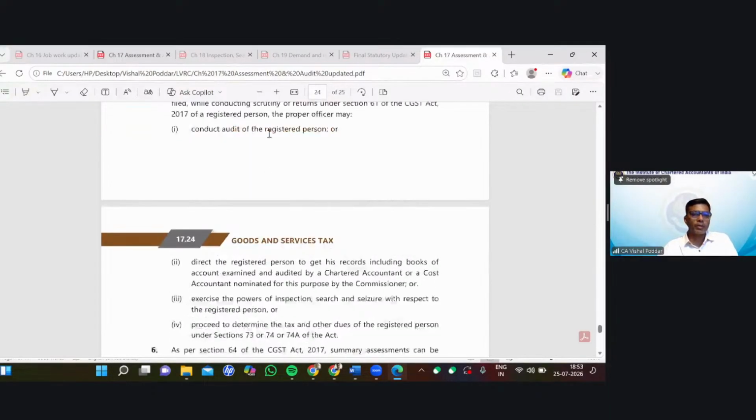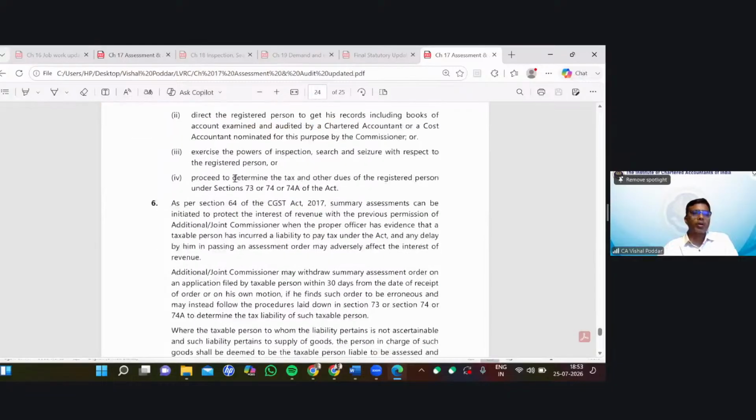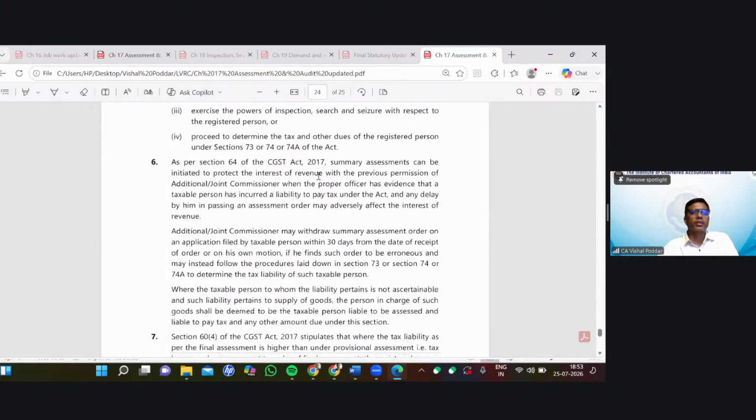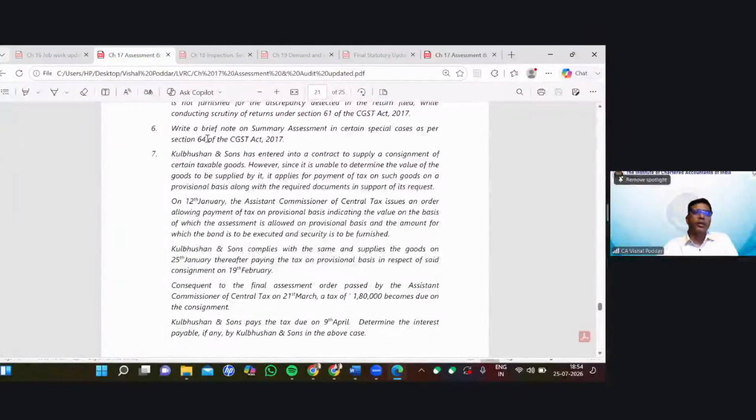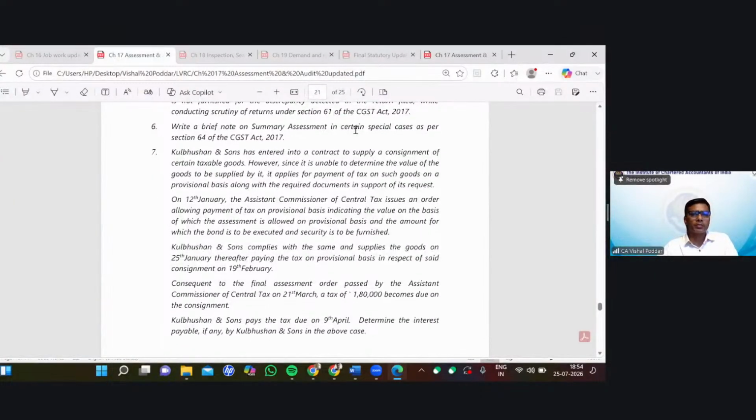So one is department audit, one is special audit, or the officer may exercise the power of inspection, search, seizure, or the officer may proceed to determine the tax and other dues of the registered person. So these are the recourse available. Write a brief note on summary assessment that we have studied.